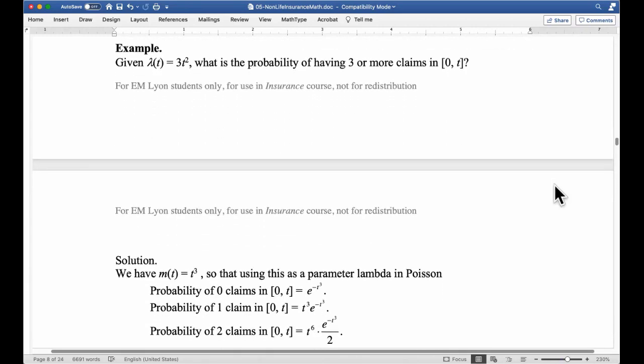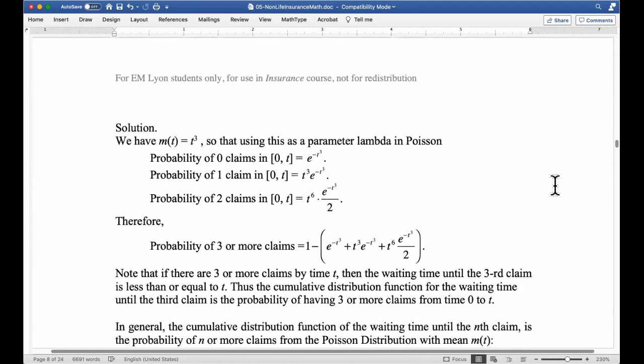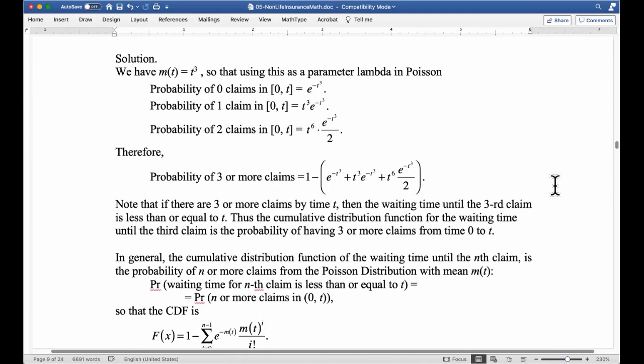So now another example, given lambda of t equal to 3t squared, what is the probability of having 3 or more claims in the time interval from 0 to t? And we calculate that m of t is t cubed, so that using this as a parameter lambda in the Poisson distribution, probability of 0 claims is e to the minus t cubed. We replace lambda by that t cubed. Probability of 1 claim in 0 to t is t cubed e to the minus t cubed. Again, t cubed replaces lambda. So this is like lambda e to the minus lambda.